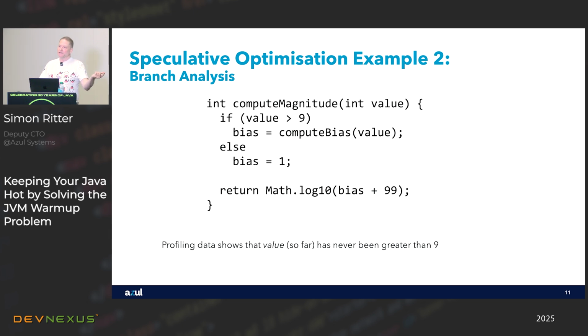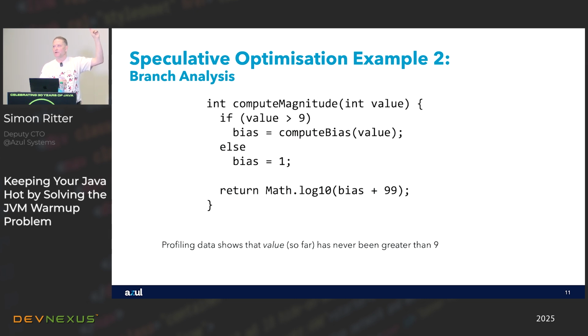If it isn't greater than 9, we return 1. So we set bias to be 1, and then we return the log base 10 of bias plus 99. Now, what we can do in terms of branch analysis is profile that method as it's being used.